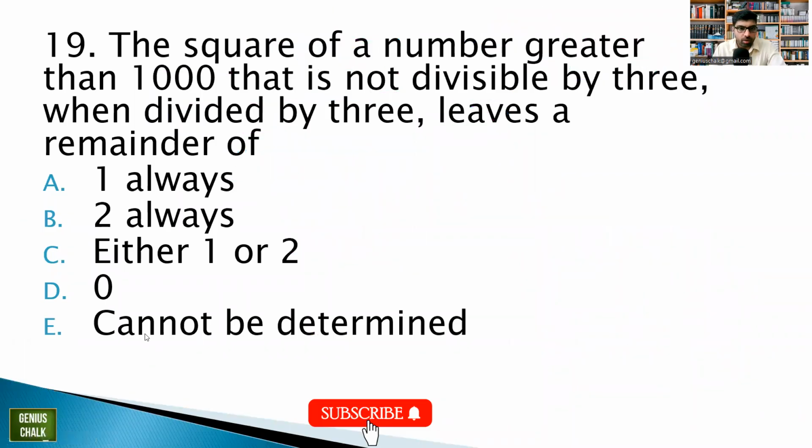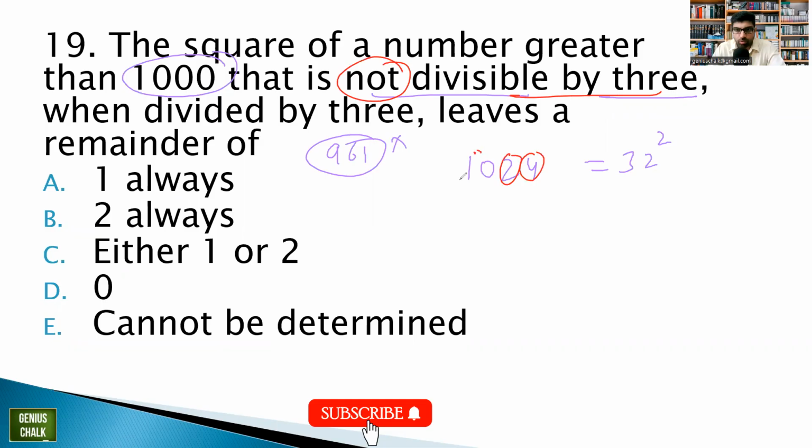Next, the square of a number greater than 1000, which is not divisible by 3. For this, you can take any number which is greater than 1000. I know that the perfect square of 32, because 31 squared is 961, is less than 1000. If you see, this number is not divisible by 3. You can see that 4 plus 2, 6 plus 1, so 1 is left. If you divide this by 3, the remainder will be 1. If you take the next number, 33 squared, that is 1089, but it is divisible by 3. So we'll not take this, because it's already mentioned it should not be divisible by 3.